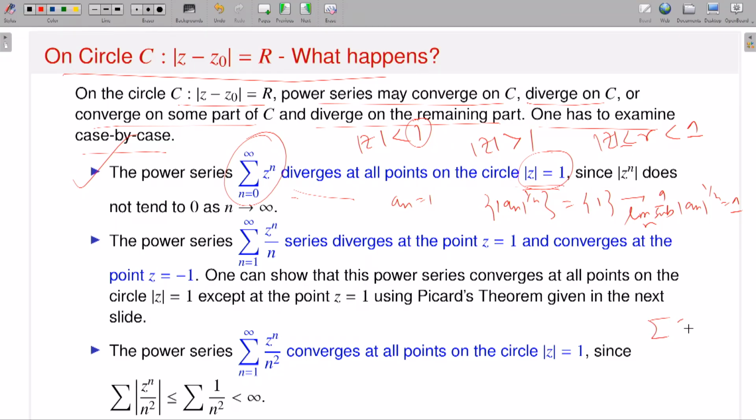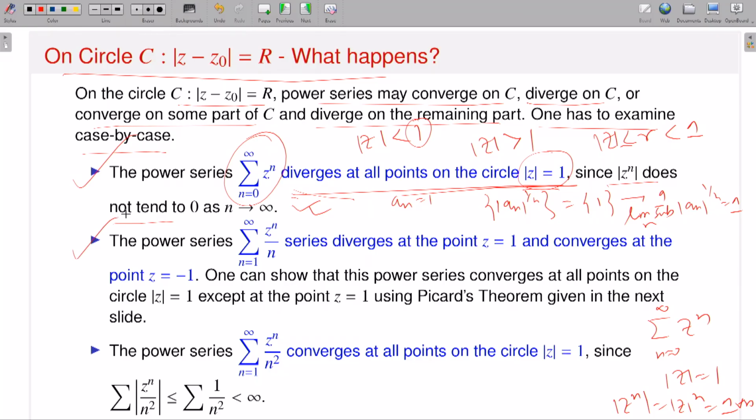Now if I consider the series sum of z to the power n from 0 to infinity, and if mod z is equal to 1, then that means what? That means mod z to the power n is 1, and this is true for all n, which does not converge to 0. So the series sum over n from 0 to infinity of z to the n diverges at all points on the boundary of the domain of convergence. The boundary is mod z equal to 1, and on it, since the modulus of z to the n does not tend to 0 as n approaches infinity, my series diverges.